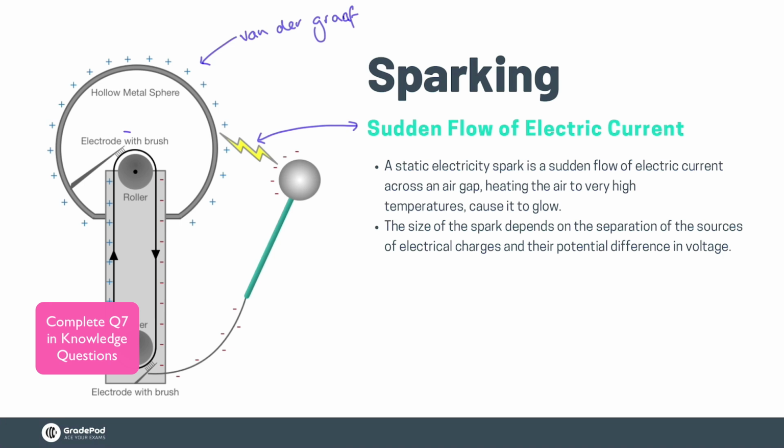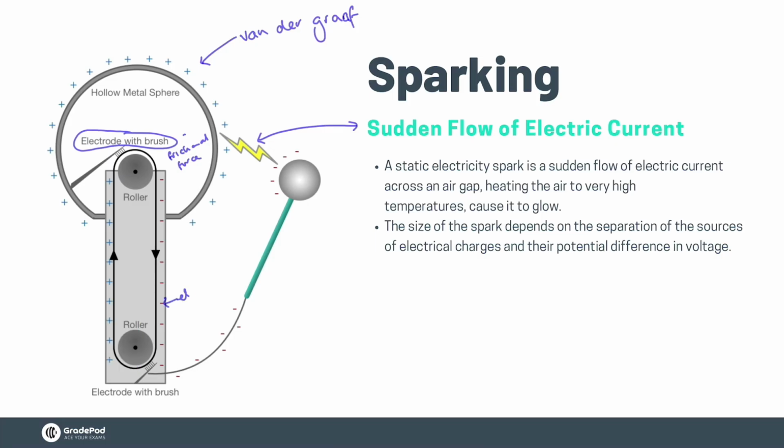What's really happening here is this electrode with the brush is causing a frictional force between the brush and the roller. That means that it's gaining an excess of electrons on this side. And those electrons are transferring into this system here, system 1.